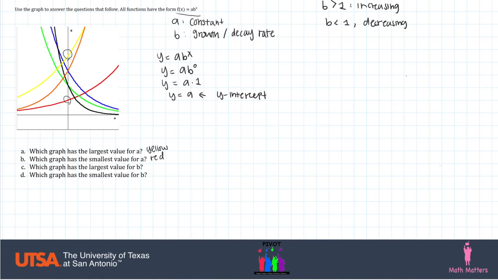Because 1 pretty much stands for the initial value. And another thing to note is that the greater the difference from 1, the steeper your curve is going to appear.